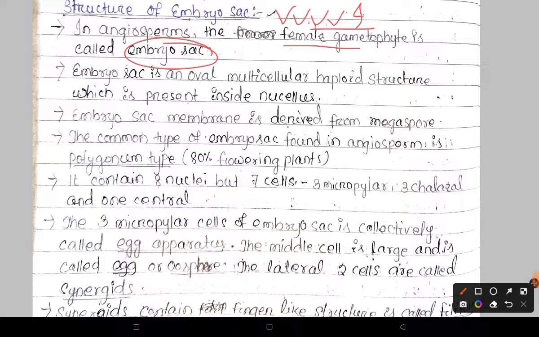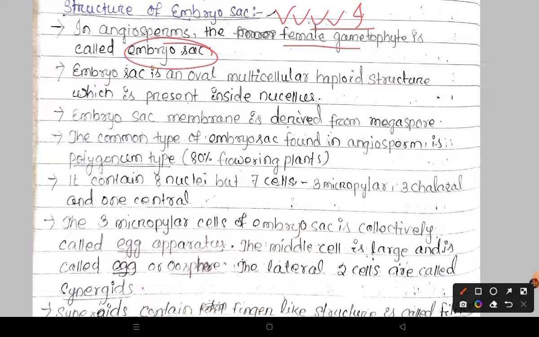A mature embryo sac is multicellular because it contains 7 cells. Though it contains 7 cells, obviously it is a multicellular haploid structure. It is produced through meiosis, so its cells are haploid. Next, the embryo sac membrane is derived from the megaspore. We know the functional megaspore is converted to the embryo sac, so the embryo sac membrane comes from the megaspore membrane.